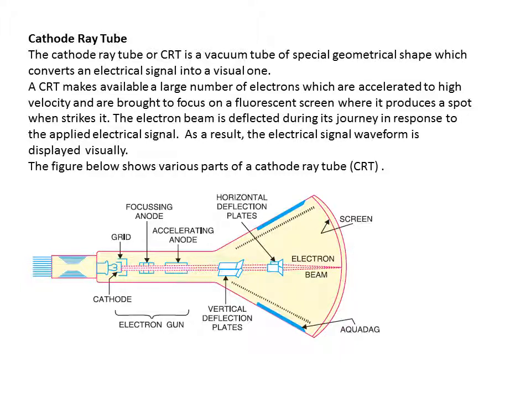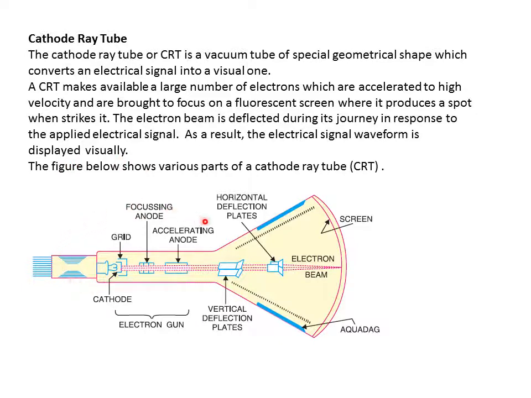Cathode ray tube or CRT is a vacuum tube of special geometrical shape which converts an electrical signal into a visual one. A CRT makes available a large number of electrons which are accelerated to high velocity and are brought to focus on a fluorescent screen, where they produce a spot when they strike it. The electron beam is deflected during its journey in response to the applied electrical signal. As a result, the electrical signal waveform is displayed visually.